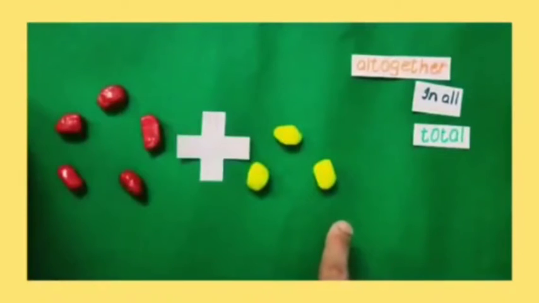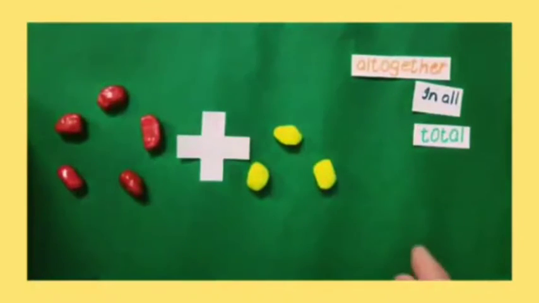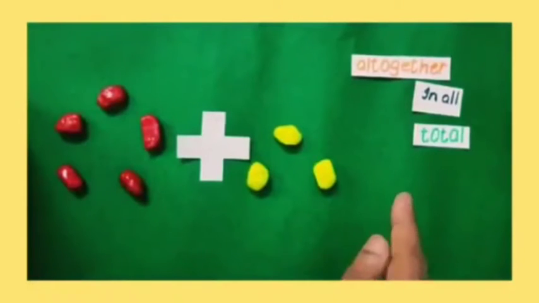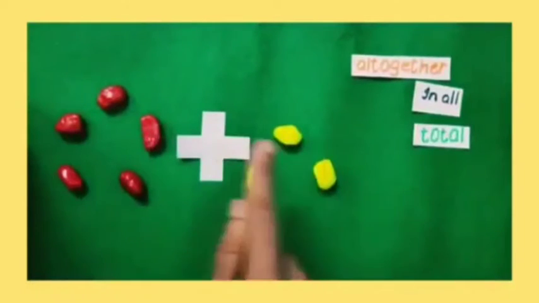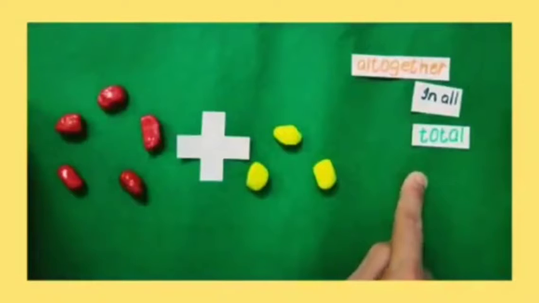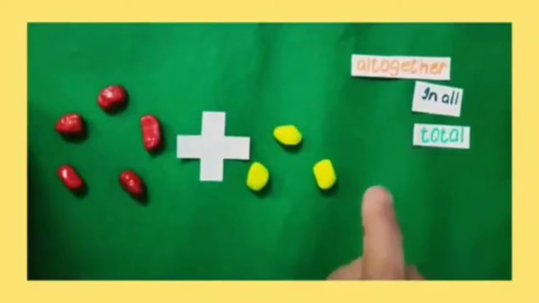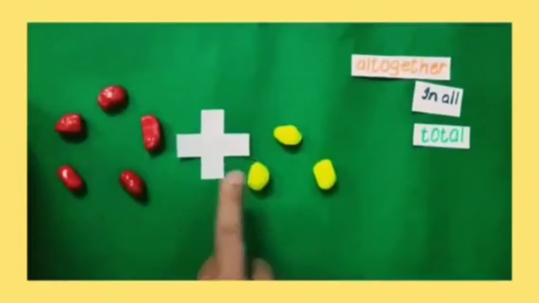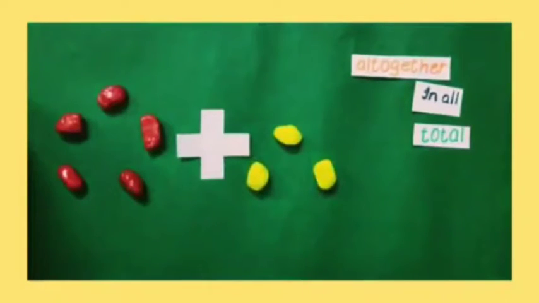So how many stones are there altogether? If the question is like this, you will count all together and say the answer. When you count all together, that is called total, that is called in all, that is called altogether. In addition, we use such words. Okay children, now I'll give you the next example.